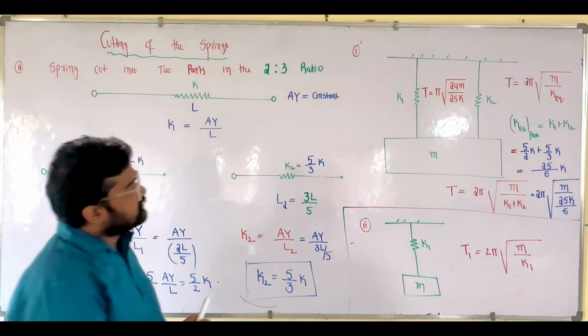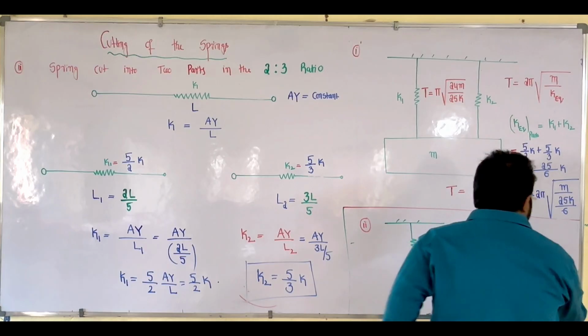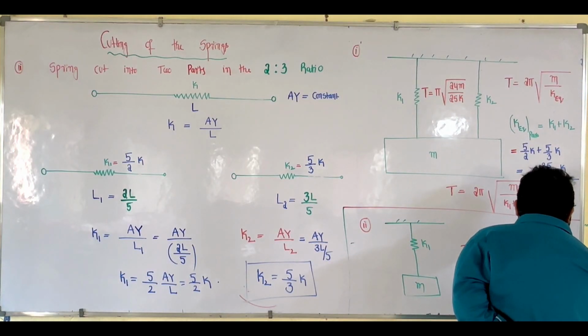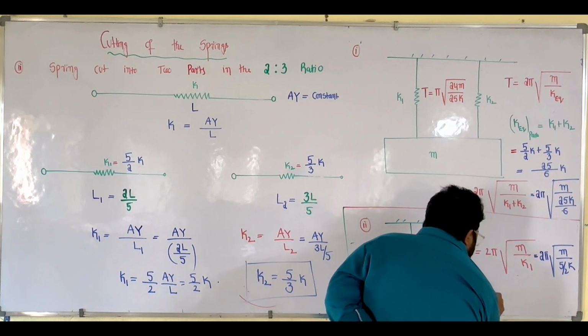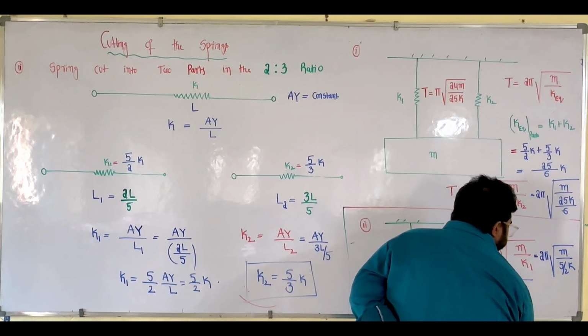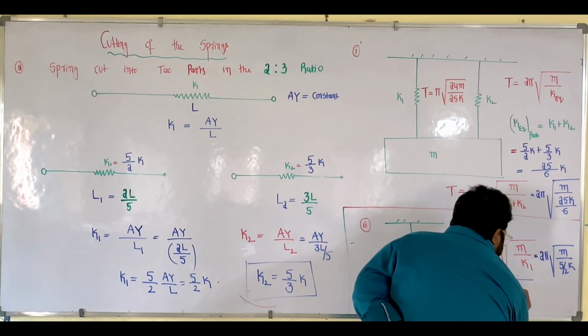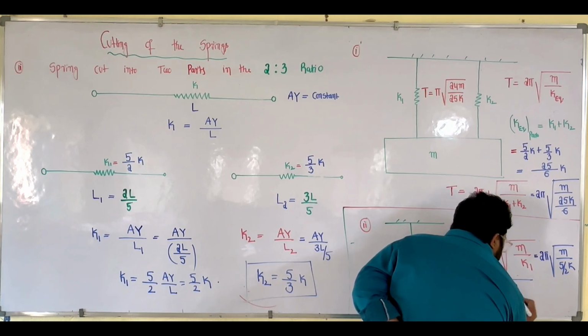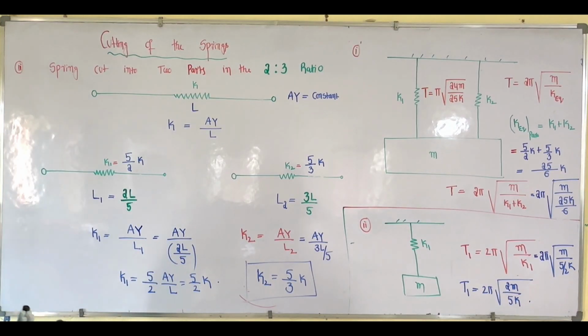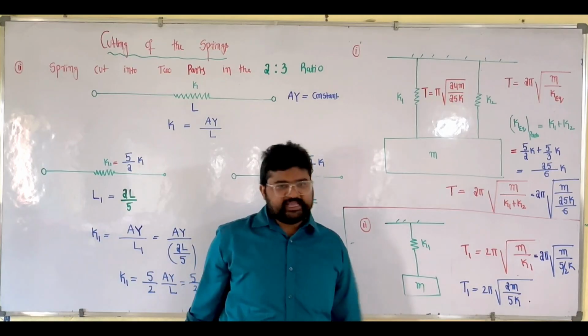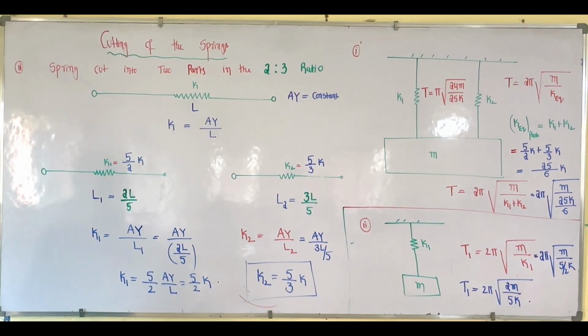Clear? So now tell me, K1 equals 5/2 K. Then what is the time period T1? 2 pi square root of m by 5/2 K, which is 2 pi square root of 2m by 5K. If K2 is cut, it is 3m by 5K. Completed. Case 2 completed.